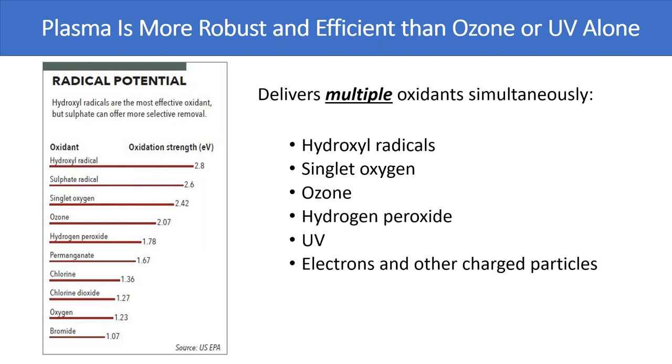When you have these electron cascades, multiple radical species are released. So not just ozone and UV, but also peroxide, singlet oxygen, and of course, hydroxyl radicals, which are the most powerful oxidant, most powerful radical. You can see there on the chart on the left, twice as strong per molecule, if you go back, than chlorine or chlorine dioxide. So it is, as we say, a battleship that fires all guns, not just one form of ammunition, but multiple radical species are delivered. And that's why plasma is much more robust and efficient than ozone or UV alone.